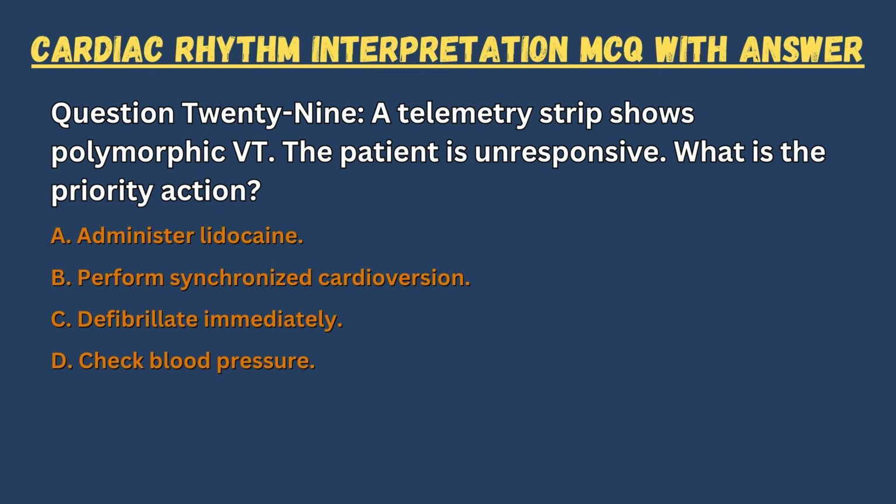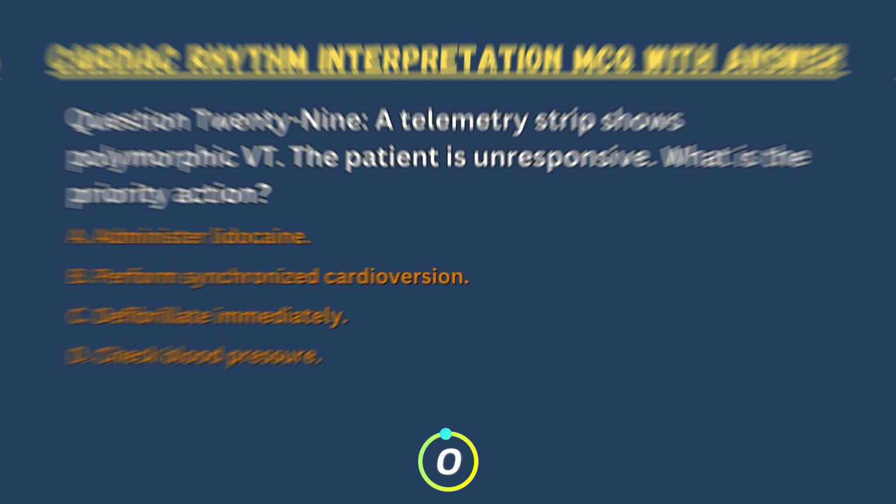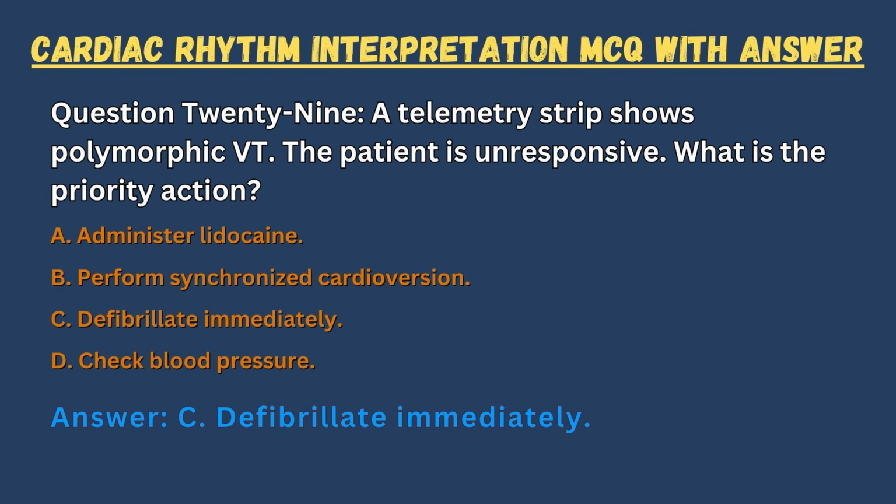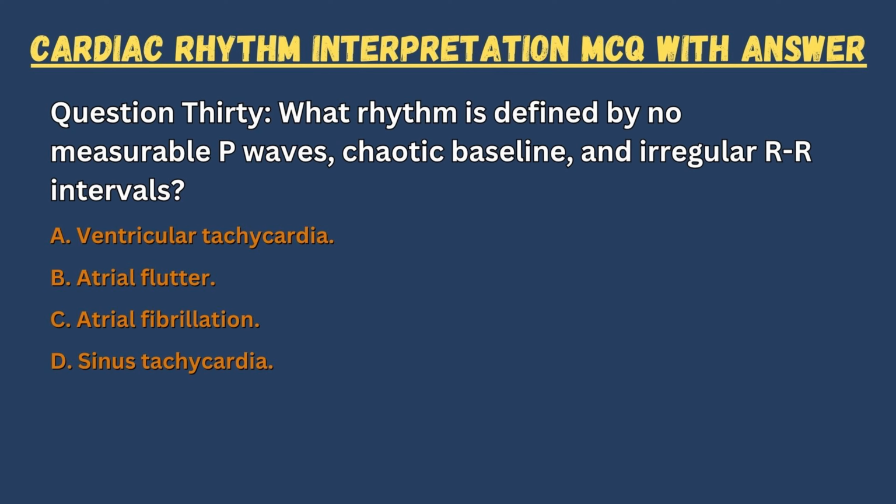Question 29. A telemetry strip shows polymorphic VT. The patient is unresponsive. What is the priority action? A. Administer lidocaine. B. Perform synchronized cardioversion. C. Defibrillate immediately. D. Check blood pressure. Answer: C. Defibrillate immediately.